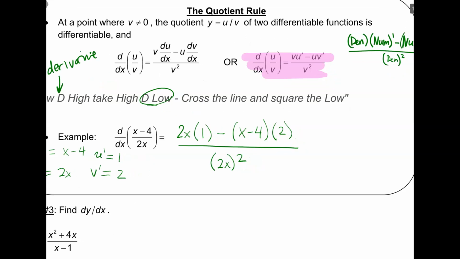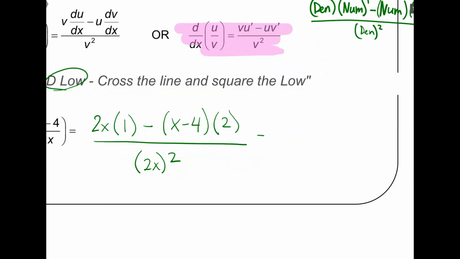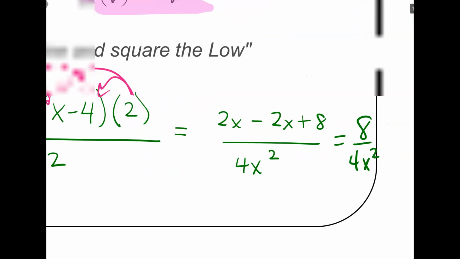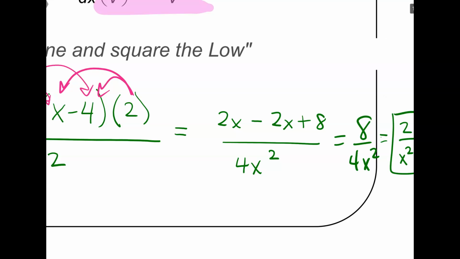Now it's just algebra, where we simplify. 2x minus 2x plus 8, all over 4x squared. Don't forget to distribute the 2, and then distribute the negative. So this is just going to be 8 over 4x squared, but we can simplify that further into 2 over x squared. Awesome.